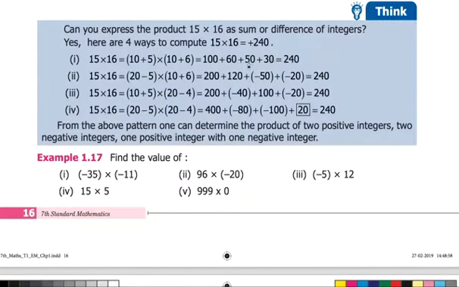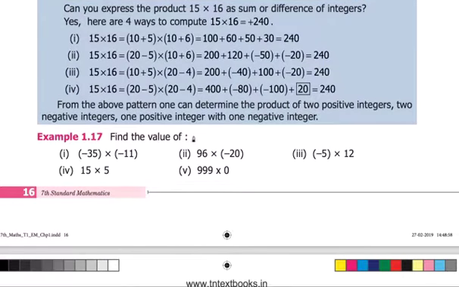Okay, product of two positive integers, two negative integers. Okay, find the value of this. 350 plus 11, right? How much? No, this is 10 times 35, 350, and plus 35. 350 plus 35, 385. That is the answer. Okay, 385. We wrote 11 as 10 plus 1. So 350 plus 35.